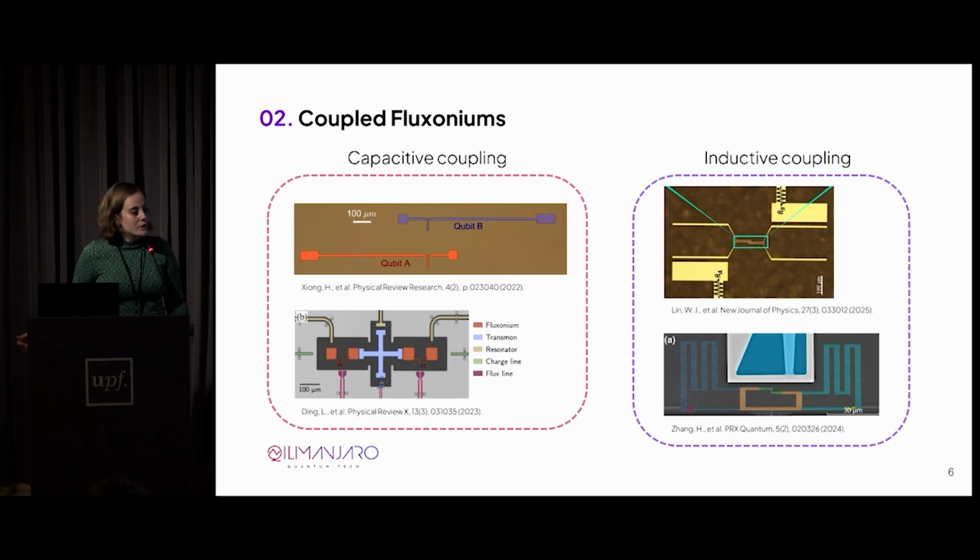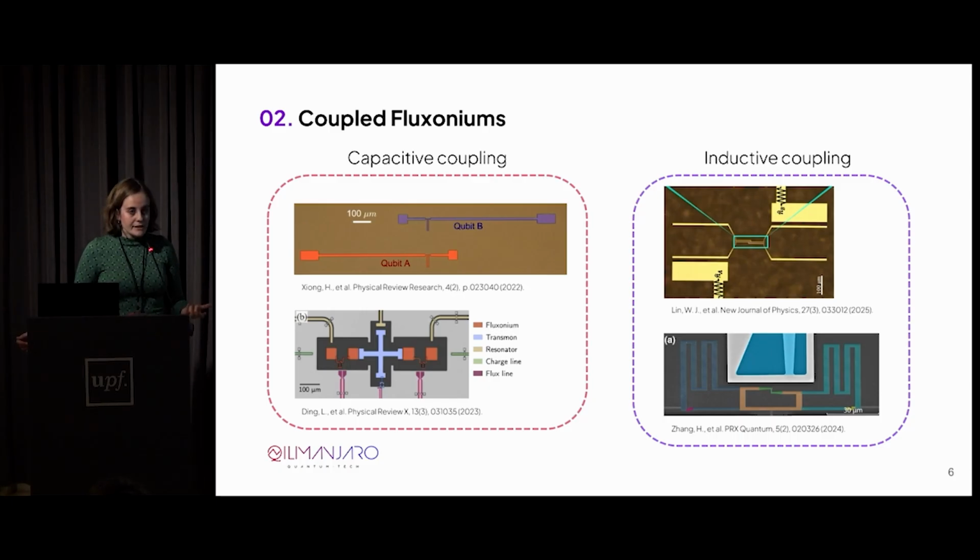Here are some of the examples that we can find in literature, and we can see that people have been trying to couple Fluxoniums both capacitively and inductively, either in a direct way or in an indirect way, just by using couplers. And what happens with these coupling schemes is that most of them are optimized for digital computing, and this is why they lack some of the properties that one would like to find in an analog processor.